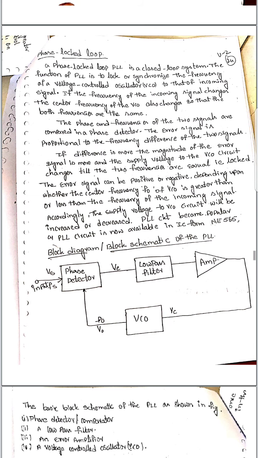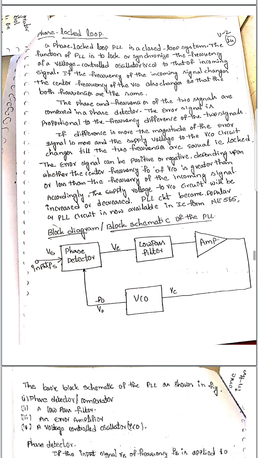It is locked. The error signal can be positive or negative depending upon whether the center frequency F0 of the VCO is greater than or less than the frequency of the incoming signal. Accordingly, the supply voltage to the VCO circuit will be increased or decreased. PLL circuits became popular, and the PLL circuit is now available in IC form as the NE565.